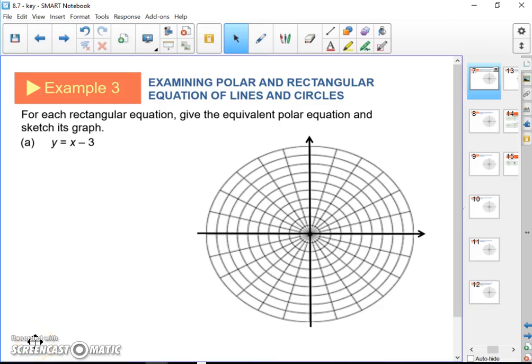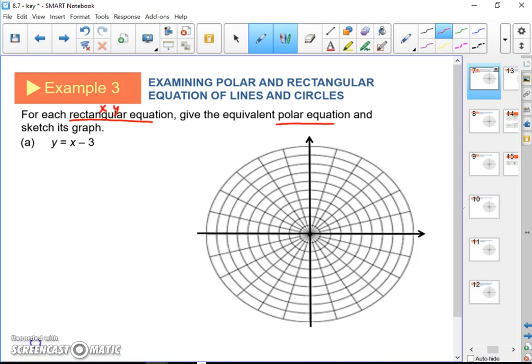Okay, example 3. For each rectangular equation, give the equivalent polar equation and sketch its graph. Notice they're giving it to us in rectangular, which means x and y, but they want polar, which means r and theta. It's the same thing as what we've been doing. They're wanting us to convert. I want to be able to see polar.